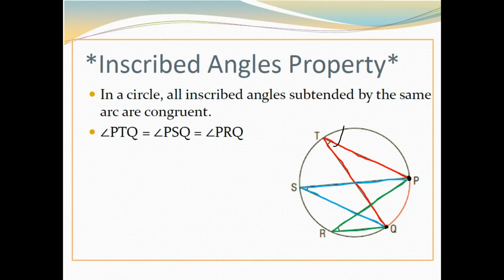So in this case here, this inscribed angle, let's say it was 35 degrees. Okay, that means this inscribed angle would also be 35 degrees, and this inscribed angle here would also be 35 degrees. They all share the same angle because they share the same arc or endpoints here.